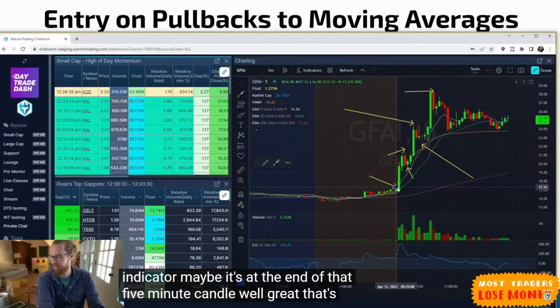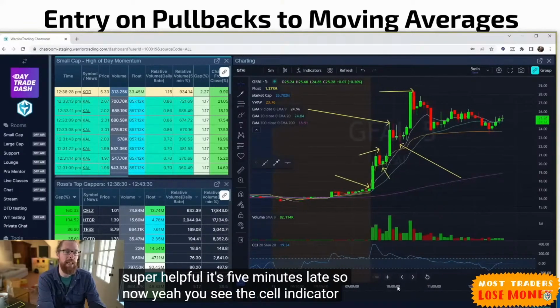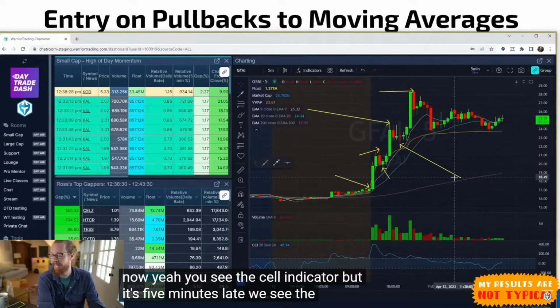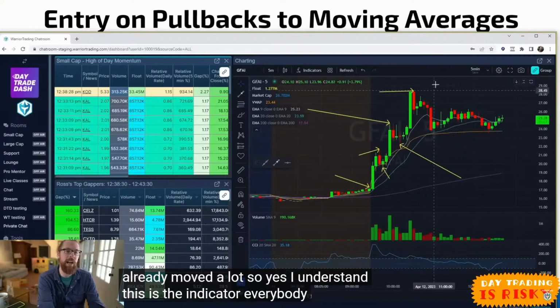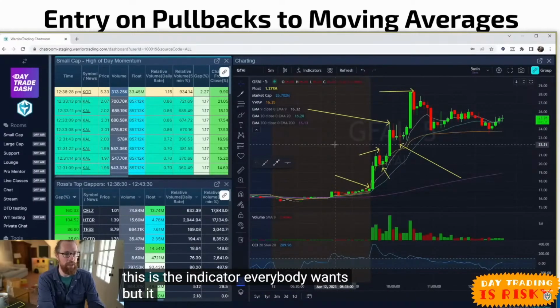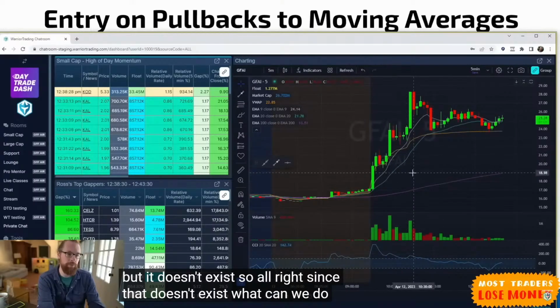Well, great, that's super helpful. It's 5 minutes late. So now you see the sell indicator, but it's 5 minutes late. See the buy indicator, it's 5 minutes late. Stock's already moved a lot. So yes, I understand this is the indicator everybody wants, but it doesn't exist. So, all right, since that doesn't exist, what can we do?